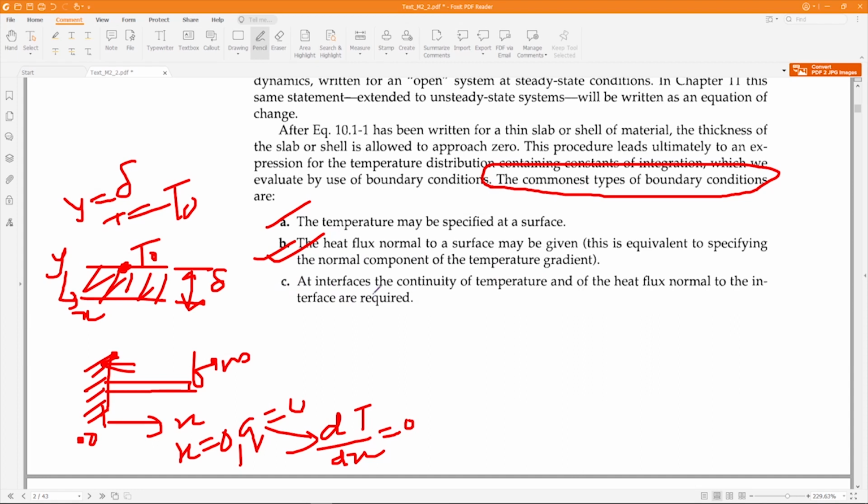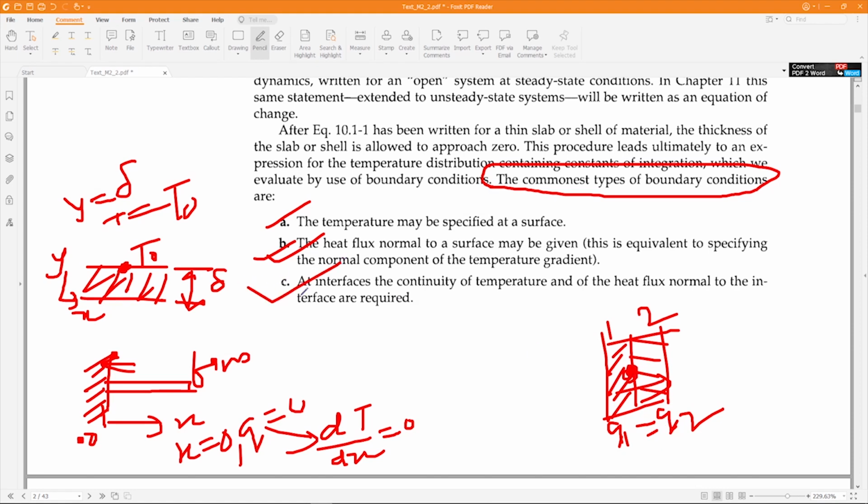And third, at interfaces, the continuity of temperature and of the heat flux normal to the interface are required. Suppose we have a composite, right? Let's say this is block one and this is block two. So this is the interface. In general, if you solve composite wall problems, the flux is the same, right? So flux is constant here. Let's say this is q1, the flux in block one, and the flux is q2 in block two. So q1 equals q2 at this interface.